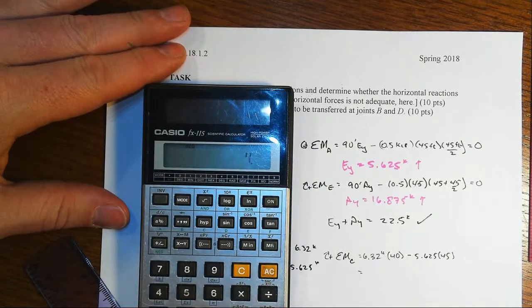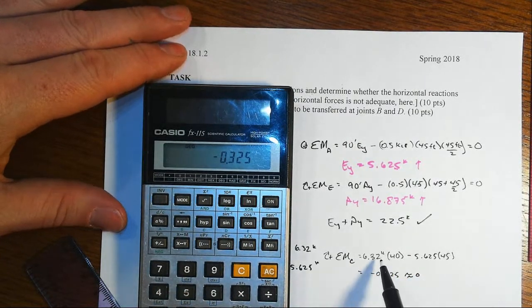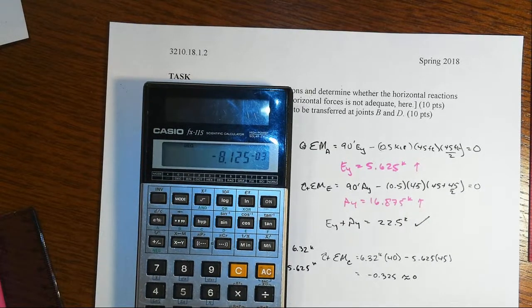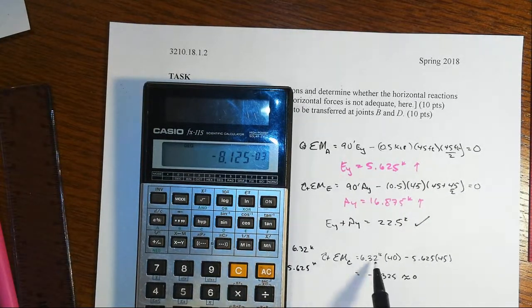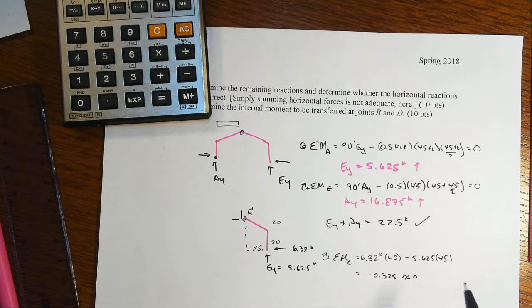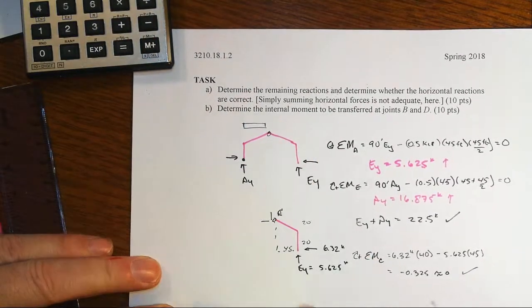6.32 times 40 minus 5.625 times 45 equals a minus 0.325, very close to 0. There's probably a rounding error sitting right here in the 6.32 that is causing the problem. And indeed, if we divide by 40, we'd find out that about, yeah, 6.328 maybe is what that number might have been. Maybe that should have been rounded to 6.33. So that's part A. And then part B is actually even easier.